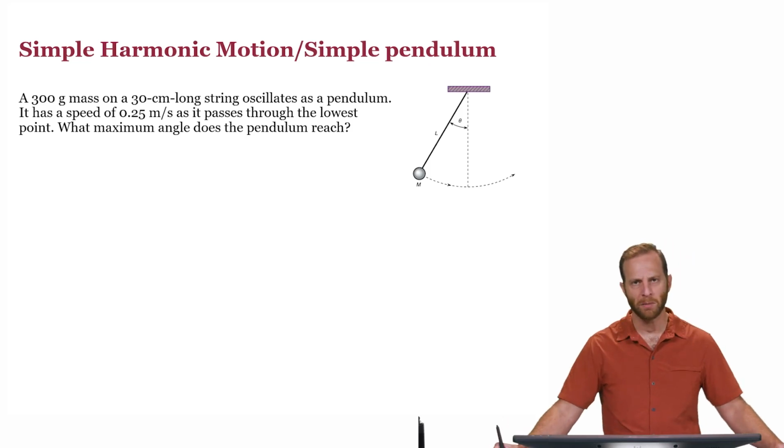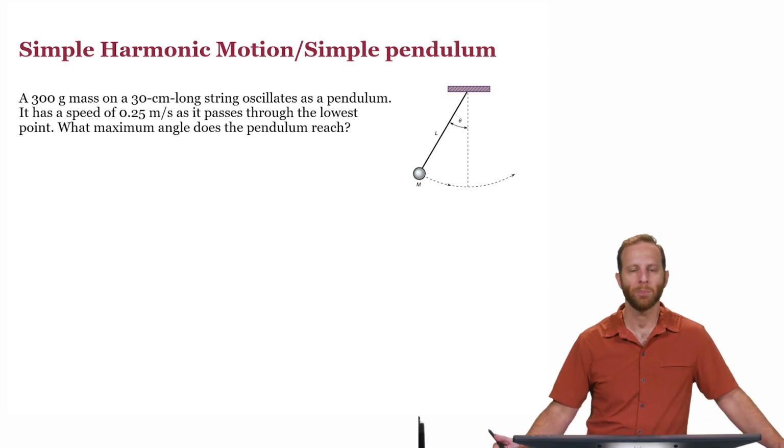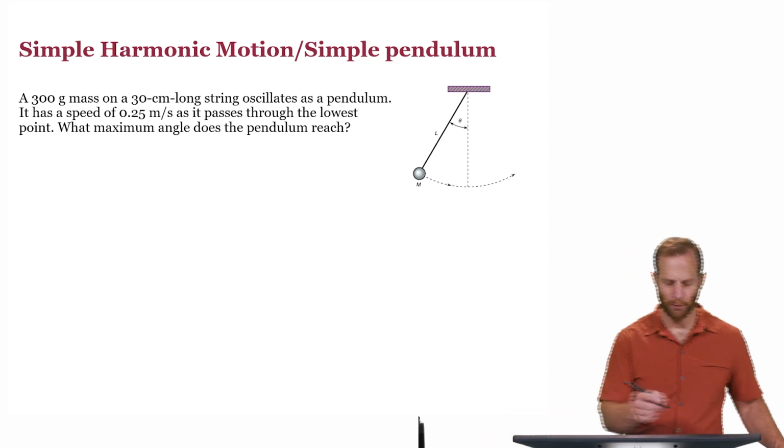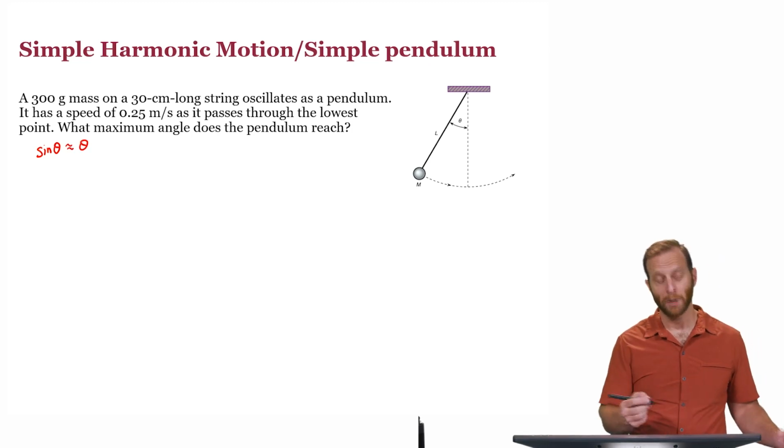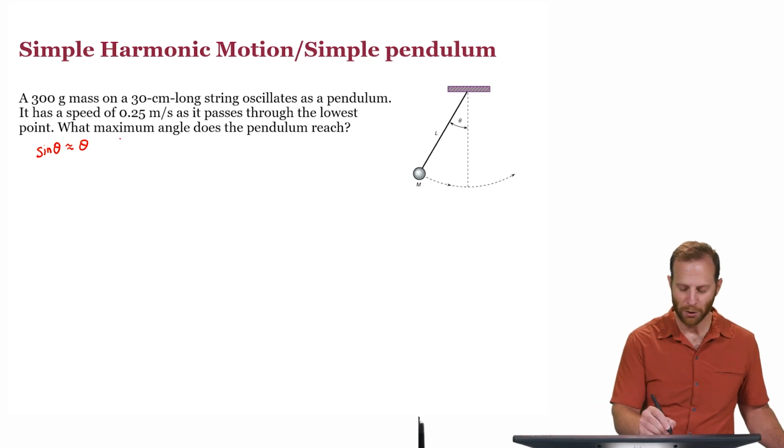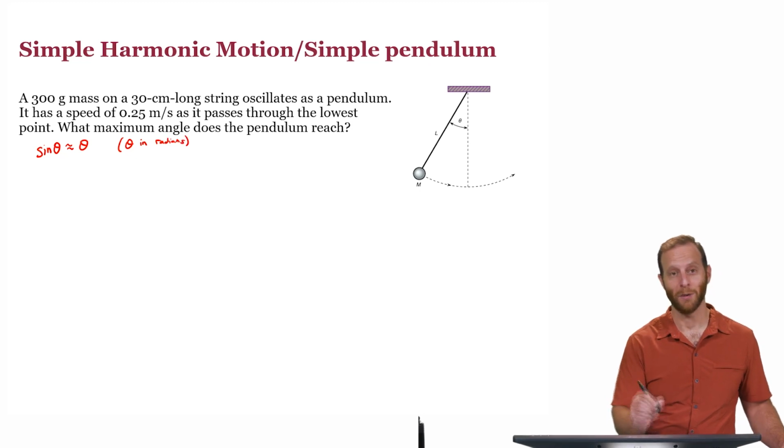So we're talking about simple harmonic motion and the simple pendulum. I'm going to assume that we're in the so-called small angle limit. That is to say, the small angle approximation is appropriate. If you recall, that small angle approximation tells you that sine of theta is approximately equal to theta, and that is true if theta is small enough. Just make sure that the units for theta are in radians if that equation is going to make any sense.